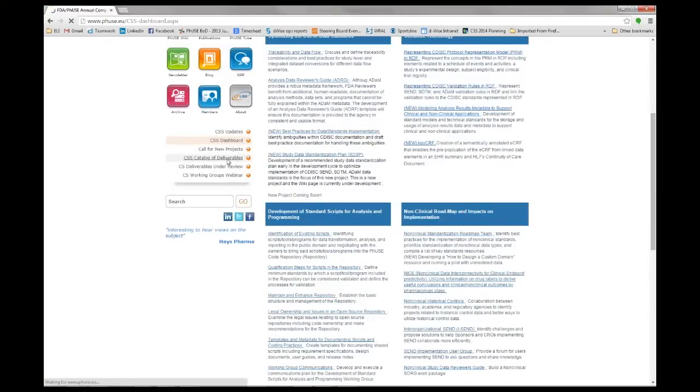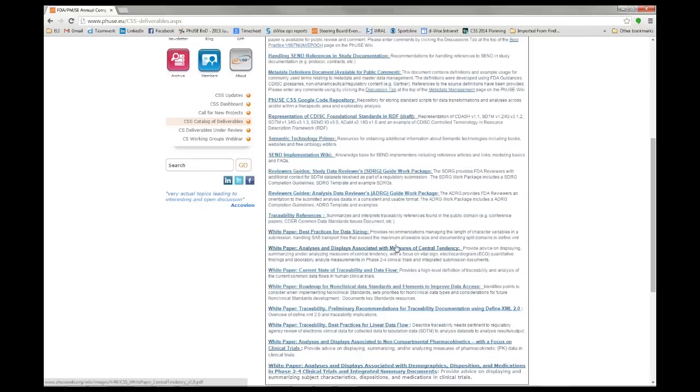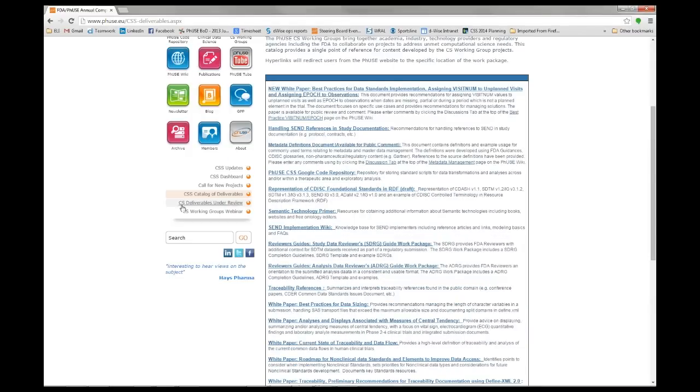We also have a catalog of deliverables. So these are all the items that we've generated over the last 3 years, from white papers to the standard study data reviewer's guide, to references and wikis, where the SEND team, for example, is keeping track of their implementation challenges. So there's a lot of information and deliverables that have been produced.